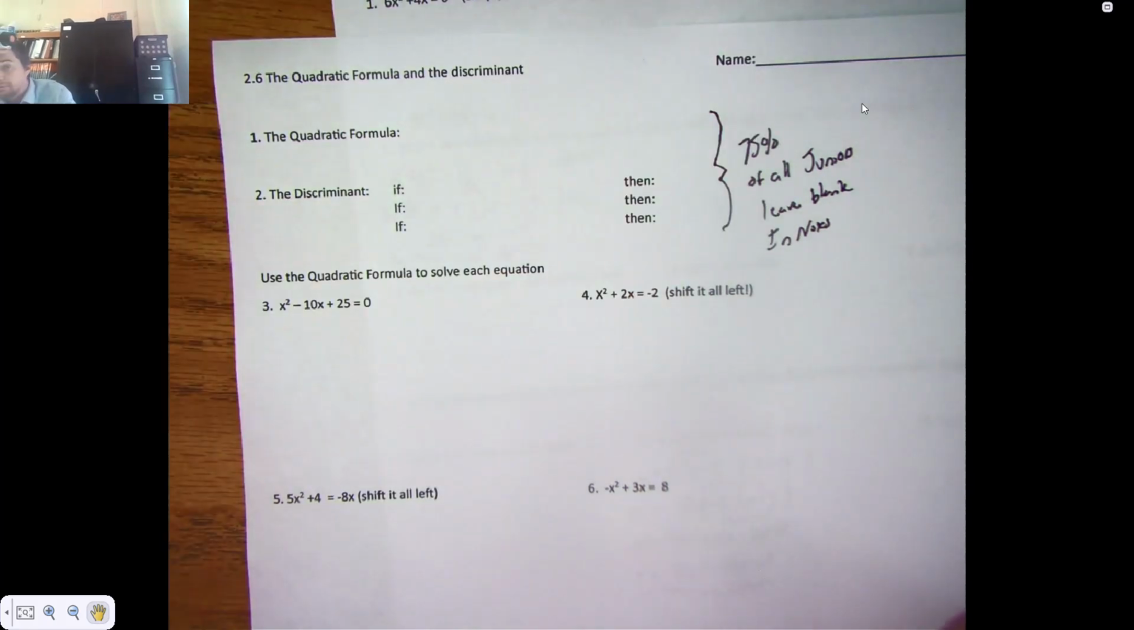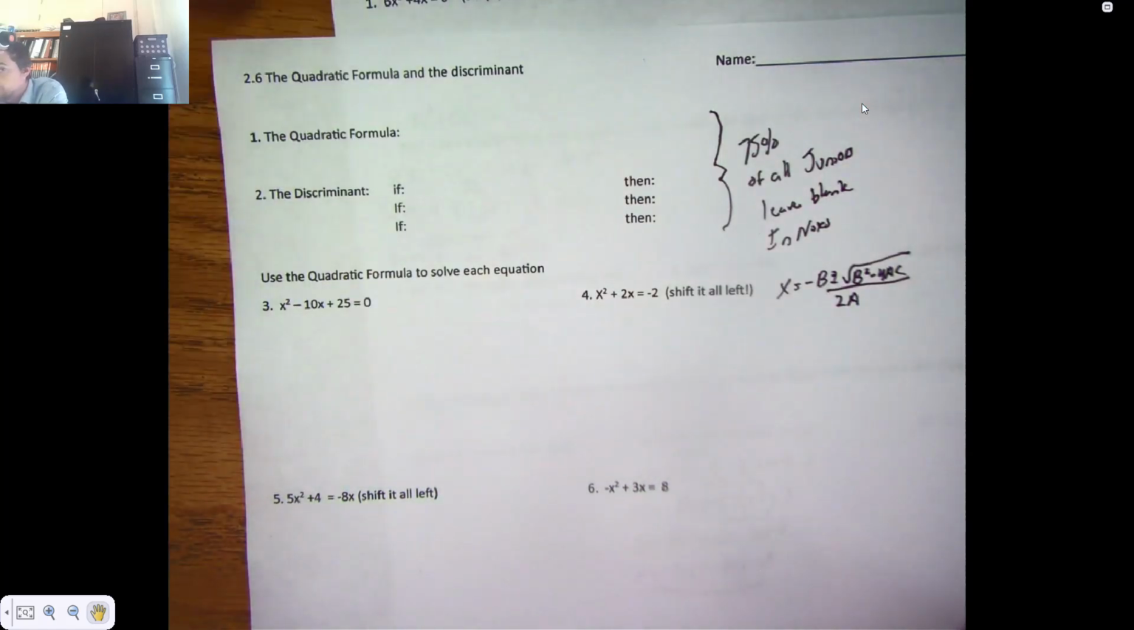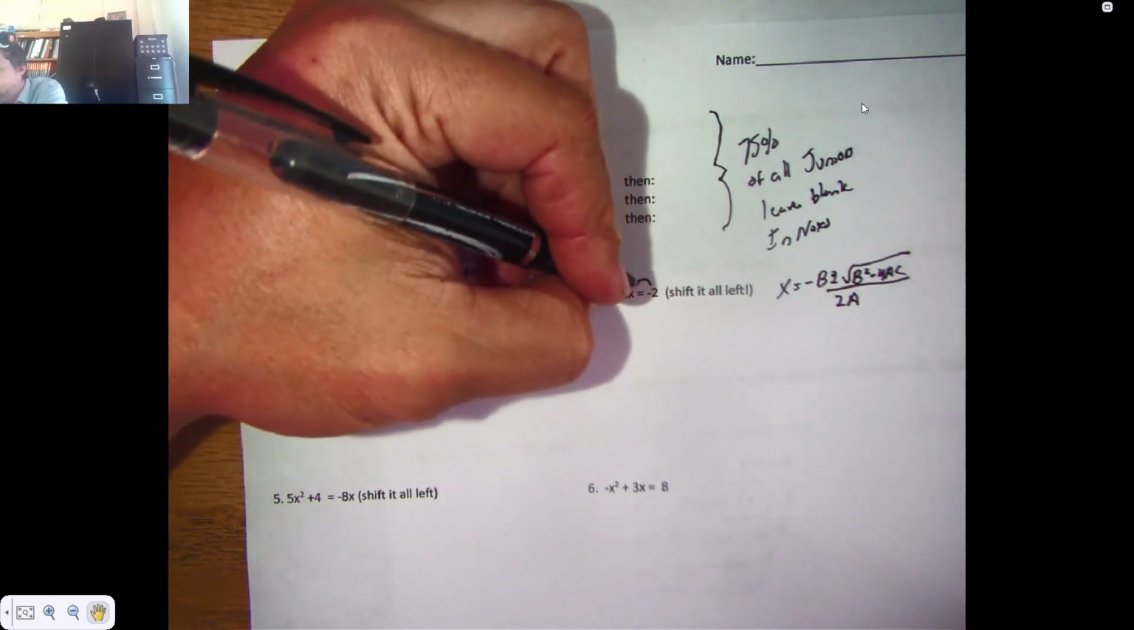Quadratic formula is best memorized by singing a song to the tune of Row, Row, Row Your Boat. And it goes x equals negative b plus or minus square root b squared minus 4ac all over 2a. There you go.